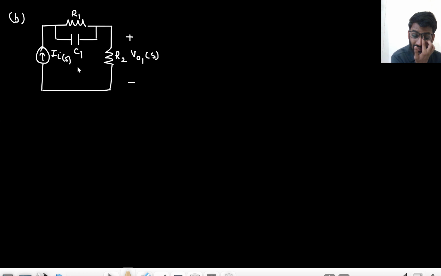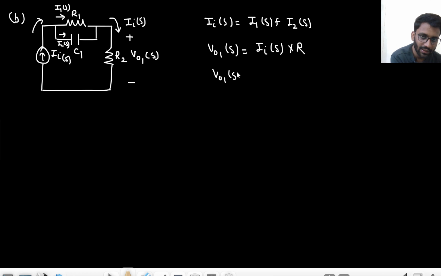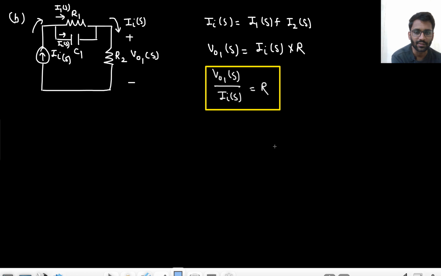Tell me one thing, you can see here that this Iin(s) current will be flowing here. It will be divided into two parts, and then again we will have Iin(s) here. Like this, Iin(s) will be divided into I1(s) and I2(s), and basically Iin(s) is I1(s) plus I2(s). So this current goes into two parts, adds up, and then goes out. So what is V01(s)? V01(s) is simply Iin(s) into R. V01(s) by Iin(s) is simply R. So this is my transfer function.